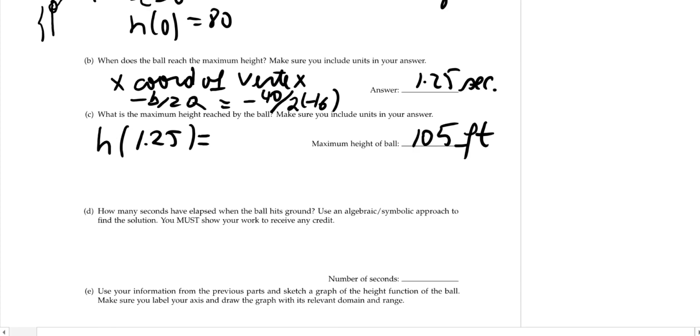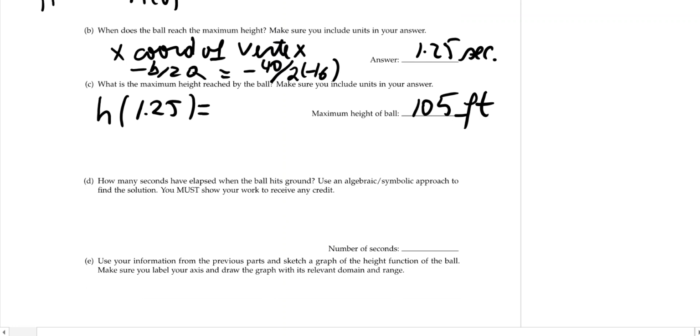How many seconds have elapsed when the ball hits the ground? That's the x-intercept, so we need to solve in here. So that means the ball hits the ground. It means that the height equals 0. So you'll have 0 equals negative 16t squared plus 40t plus 80. So you just need to solve this. You can solve by using quadratic, or you can factor it. So let's solve it by factoring actually.